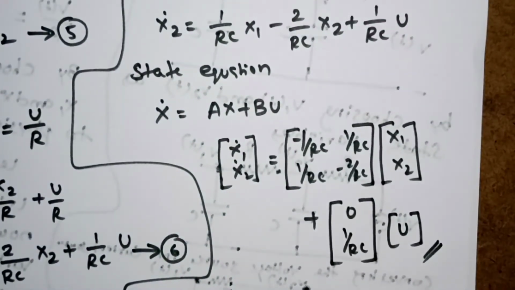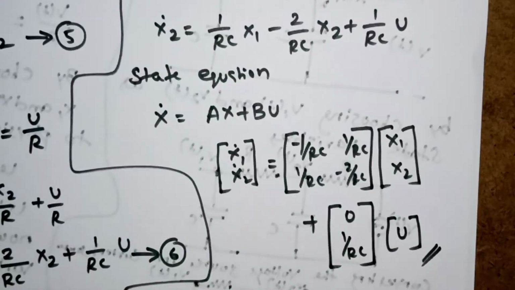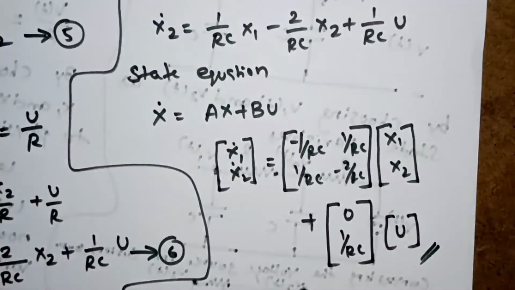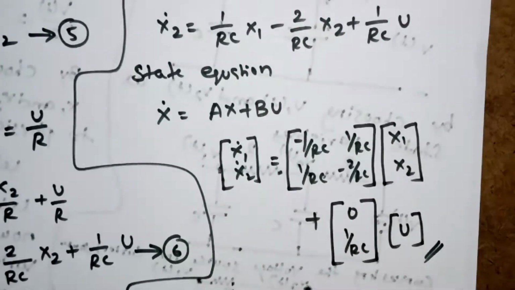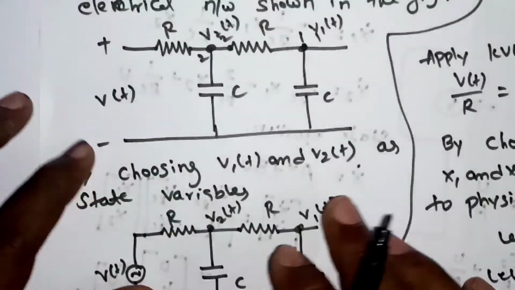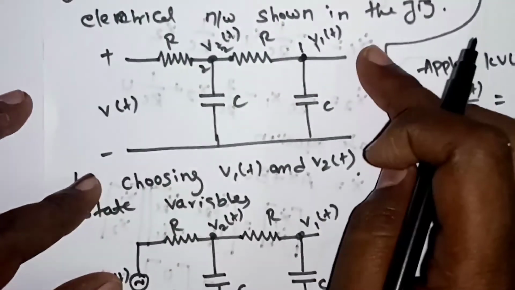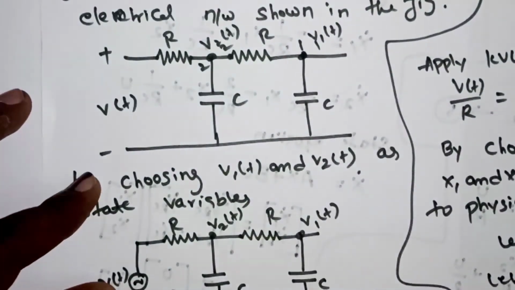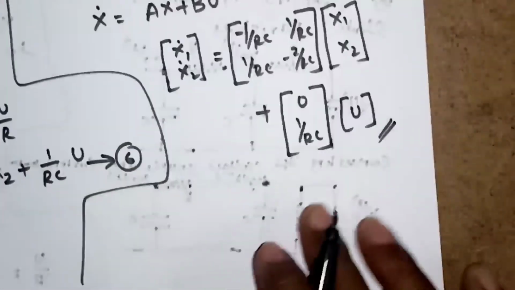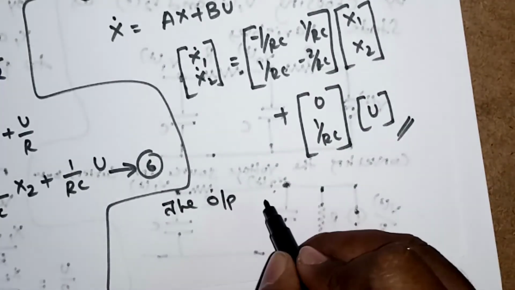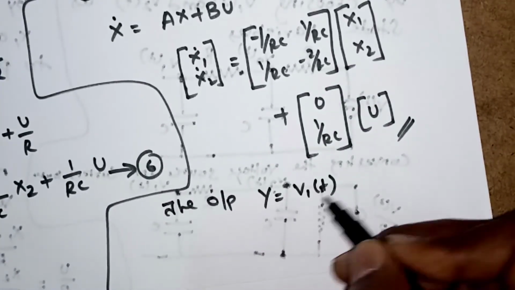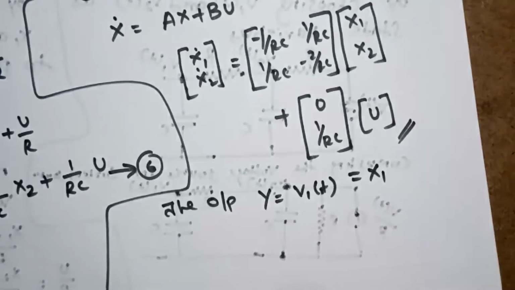Now what is our question? We are going to find out the state model. We found the state equation, and the final thing is we are going to find out the output. So what is the output here? V1 of t is the output. See here from this circuit diagram, the input is V of t, and the output is V1 of t. So the output y is equal to V1 of t, that is equal to x1.